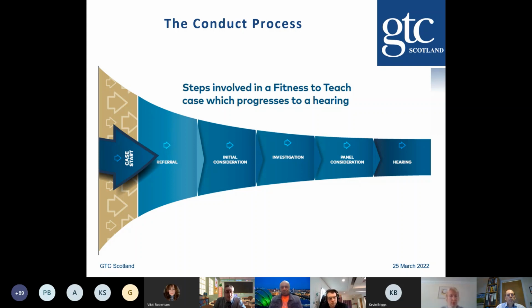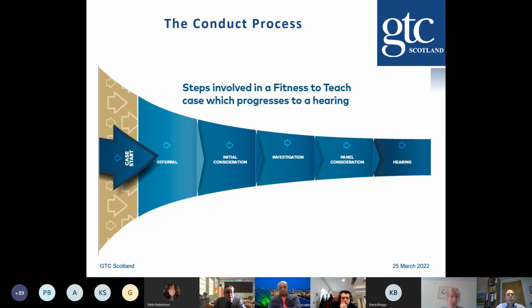At the investigation stage, the allegations within the referral are investigated by one of our regulation officers, and they spend a lot of time talking to witnesses, taking statements, gathering information, and finding out exactly what happened. Once the regulation officer has managed to pull all the information together, they fill out an investigation report. And the recommendation within the report will be that there is no impairment and the case should be closed, or that it needs to move on to the next stage. And that next stage would be panel consideration.